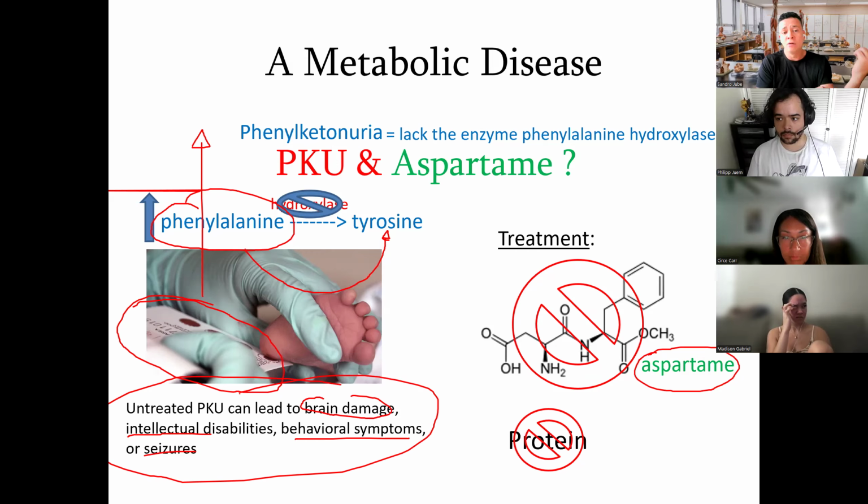But if you do find out that they have PKU, it is going to be managed through the diet. You've got to avoid aspartame. You've got to avoid any animal protein. You've got to consume plant-based proteins only. And again, that is going to be a lifelong situation. Okay? Any questions, folks?